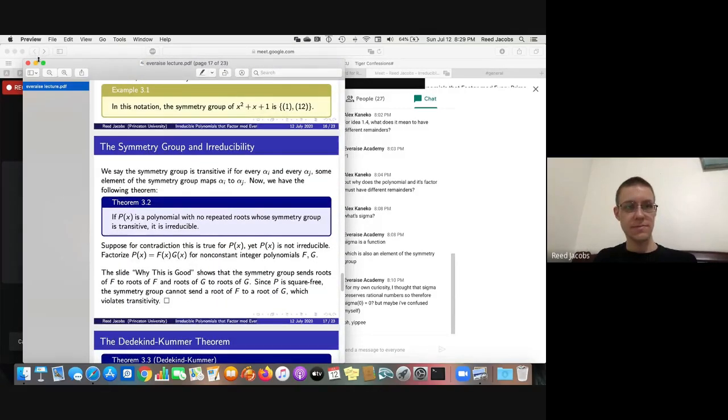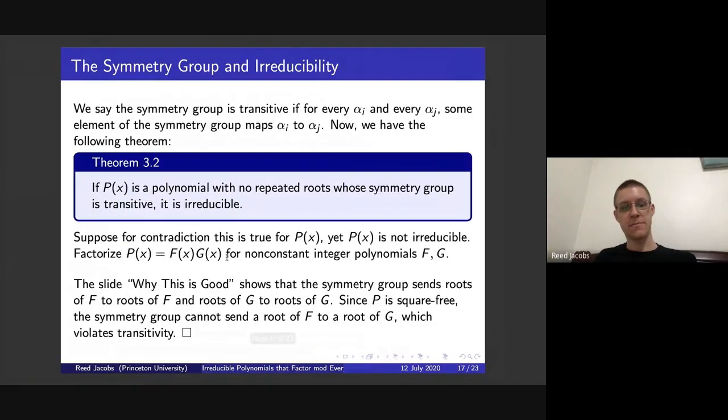The same idea shows that the symmetry group will always send roots of f to other roots of f, and roots of g to other roots of g. And if p of x has no repeated roots, then the roots of f are different from the roots of g. But since the symmetry group must send roots of f to roots of f, and roots of g to roots of g, it's impossible for it to send any root of f to a root of g. But this is a contradiction, because then the symmetry group is no longer transitive.